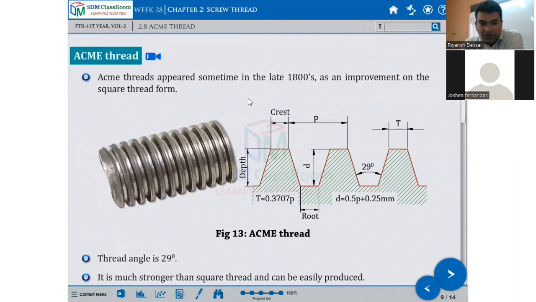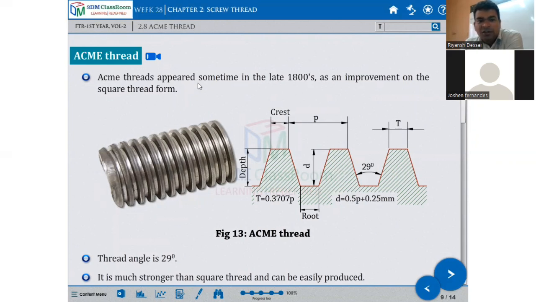First is the Acme thread. Here is a drawing. This is called the crest, depth, root, pitch, and the included angle in the Acme thread is 29 degrees.